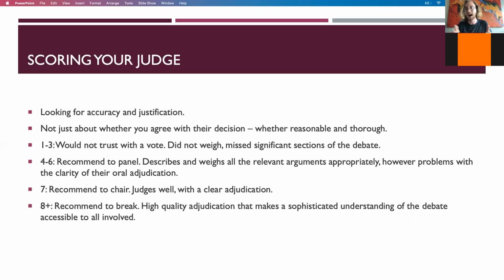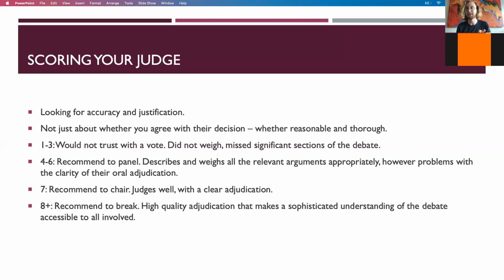They've walked you through: this is how this team made an argument, proved an argument, here's how they told me it was important, it beats this argument for these reasons. It is not just about whether you agree with their decision. You are asking yourself whether it is a reasonable decision and whether it is a thorough, well-explained decision.